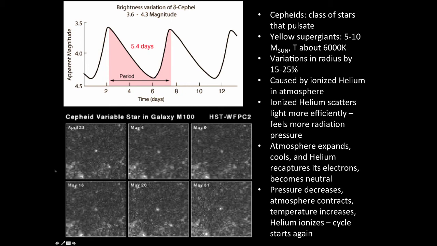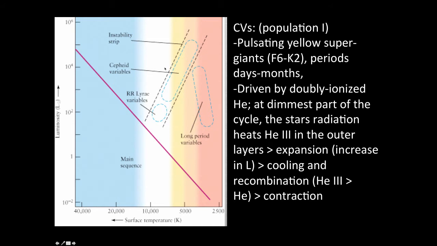The region of the HR diagram where stars develop this instability is called, unsurprisingly, the instability strip. If a star passes through this region as it's evolving along the subgiant branch, it will become a Cepheid variable. There are a couple of other classes of variable stars which have similar instabilities, which I won't cover right now.